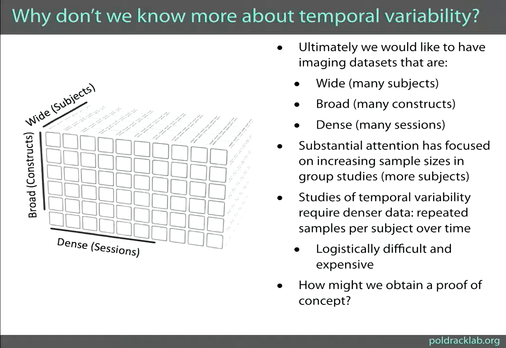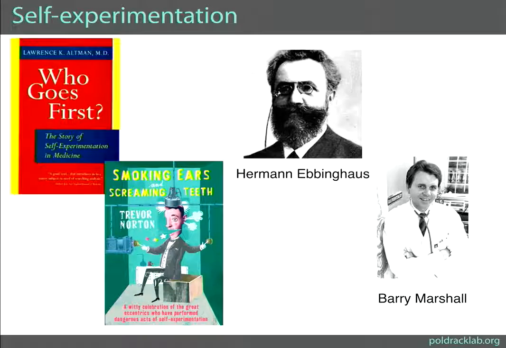So we started thinking, how can we get a proof of concept? And it landed on self-experimentation. Many of you may know that there's a checkered history of self-experimentation in medicine. People have done pretty outlandish things and sometimes died, but people have also done things that have led to amazing insights. In psychology, Hermann Ebbinghaus established a lot of the laws of what we know about learning and memory by doing studies on himself. And you may be familiar with Barry Marshall, who won a Nobel Prize for establishing that the bacterium H. pylori causes peptic ulcers, in part by infecting himself, showing that he got an ulcer, and then taking the antibiotic and showing that it cleared the ulcer.